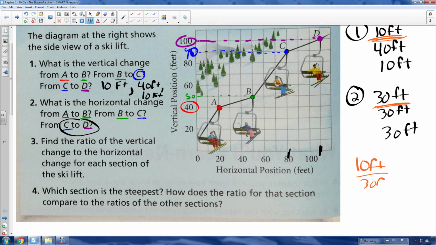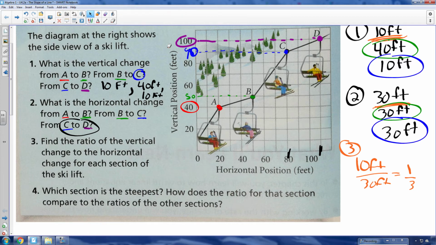And I'm going to have to use the same colors here. Maybe I can try orange or something. I want to take the vertical change and divide it by the horizontal change. So I want to take this change, the first one, from A to B, and divide it by the horizontal change from A to B. So that's going to be 10 feet divided by 30 feet. And in that case it's just 1/3. That's our first answer on number 3.